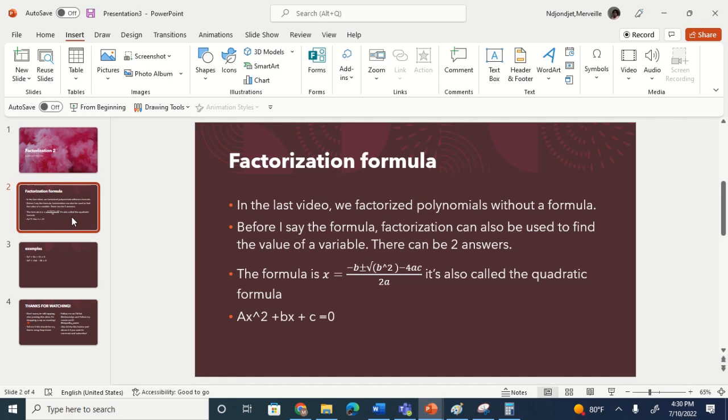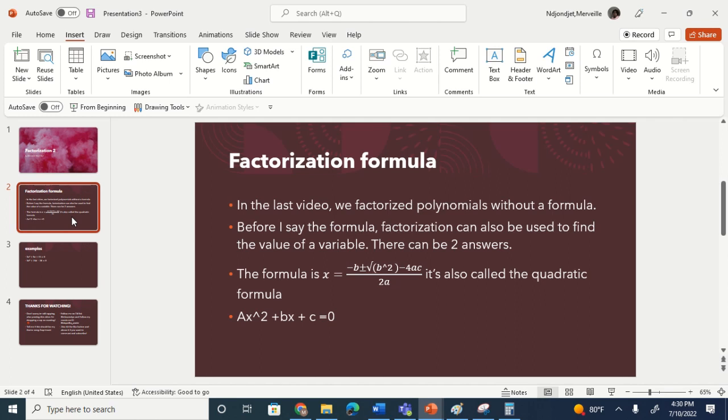But as you can see on my screen, this time we're going to use the formula, because in the last video we didn't use a formula. Now this formula is used to factorize polynomials in order to find the value of a variable. But it can be two variables. It can be two values of the variable.